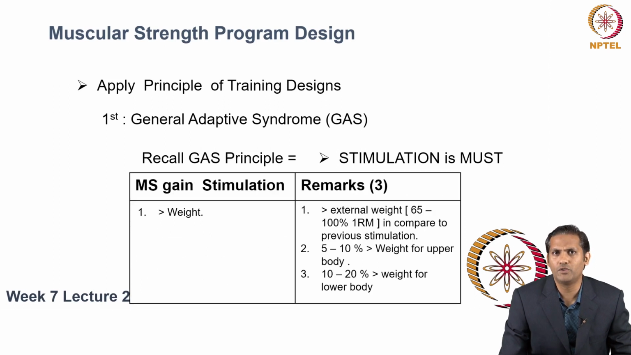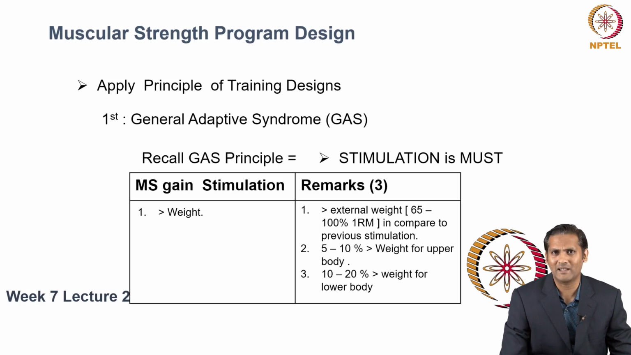When you use the stimulation where you are increasing greater load, the intensity prescribed in order to achieve muscular strength is between 65% of 1 RM to 100% of 1 RM. Now you choose 65% or 100% depending upon your current muscular strength level and your exercise history. So this is the general range which should be used if the aim is to increase muscular strength.